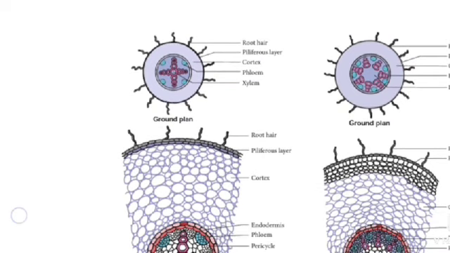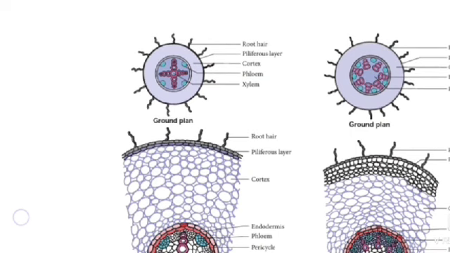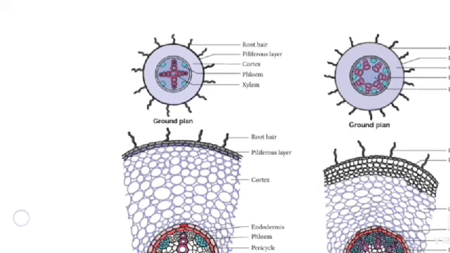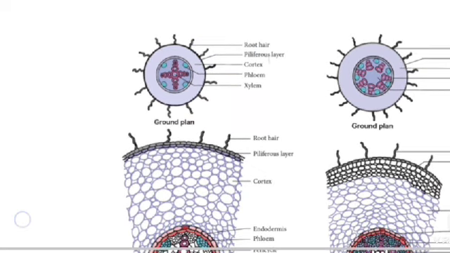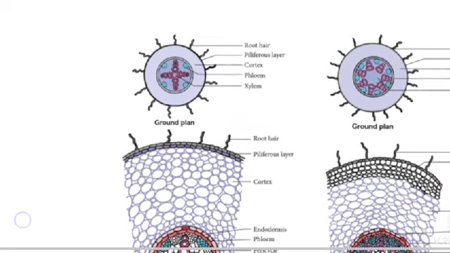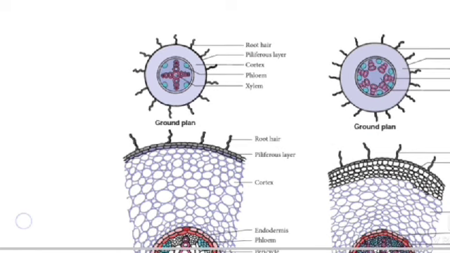The outermost layer is the epidermis, with outer projections called root hairs. The epidermis or piliferous layer is present in the outer region. Another part is called the cortex. The cortex is differentiated into parenchymatous cells. The xylem is tetrarch, with the protoxylem towards the periphery and the metaxylem at the center. Between the tetrarch xylem, the phloem occurs.